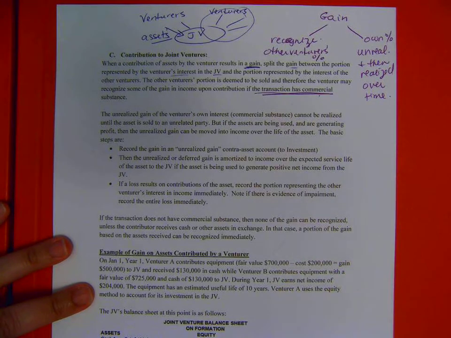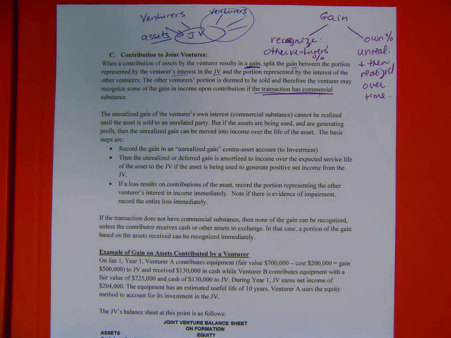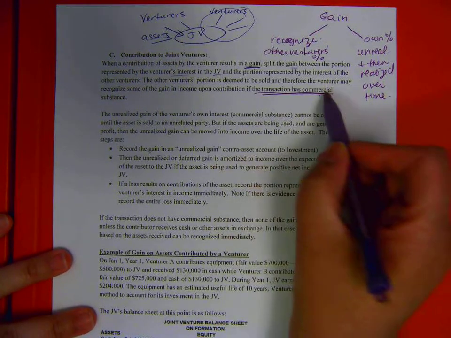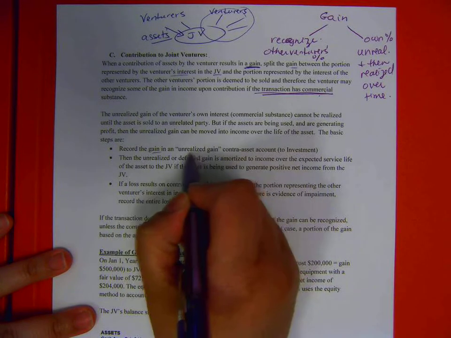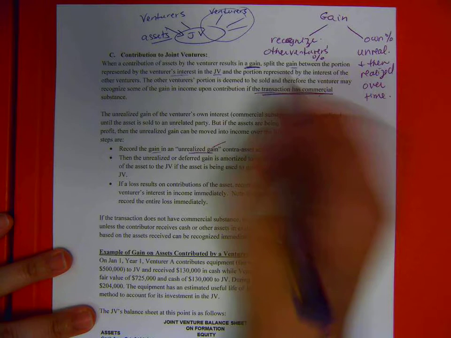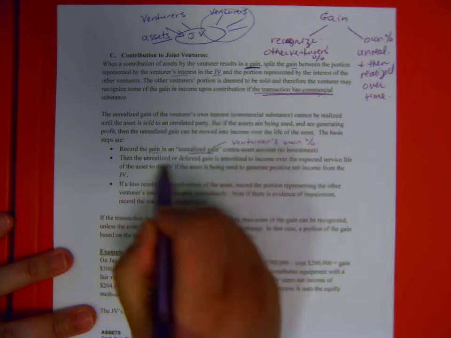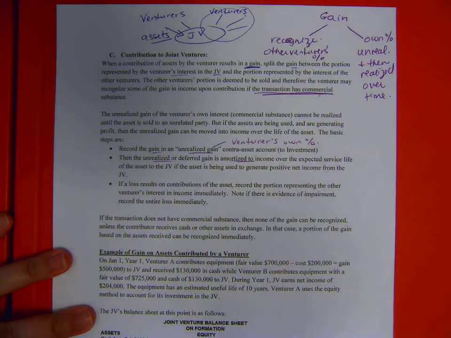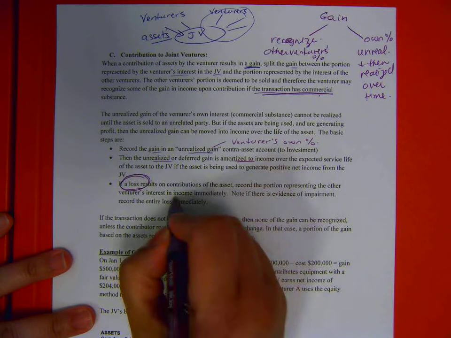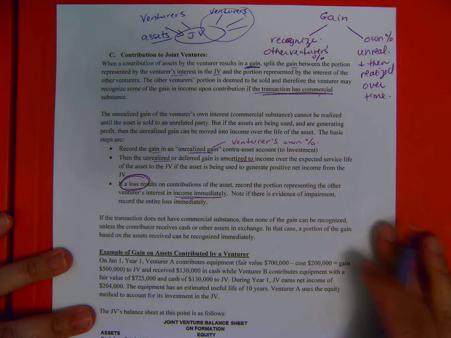And in the question, it will say whether it has commercial substance or doesn't. In 315, you read a bit about commercial substance, and I don't expect you to know that now. Just generally know that commercial substance means the efficiency or the value of the assets has changed enough that future cash flows are affected. So basically you record the gain in an unrealized contra account, and that's the venturer's percentage. And then the unrealized or deferred gain is amortized, but if there's a loss, you have to recognize it immediately, right? As accountants, generally, we are more conservative, so that's what you would do.